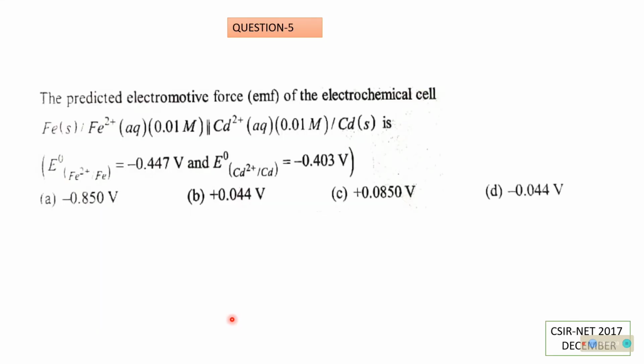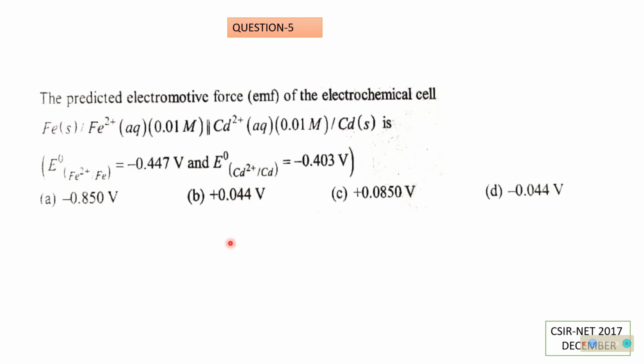Question number 5 is also from NET December 2017. The predicted electromotive force of the electrochemical cell is to be found, and the E0 values of the half cells are given. Half cell E0 means, for Fe2+ to Fe and cadmium 2+ to cadmium, the reduction values. So the reduction potentials are given for the half cells. We have to find the EMF, not E0; it is E cell. E0 cell is the standard reduction potential and EMF is the cell potential.